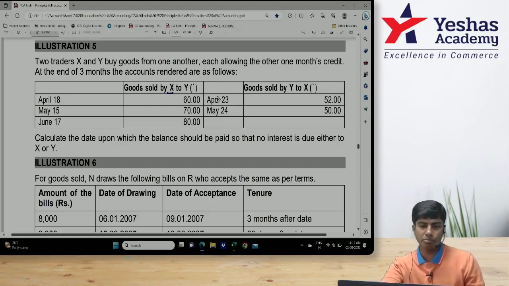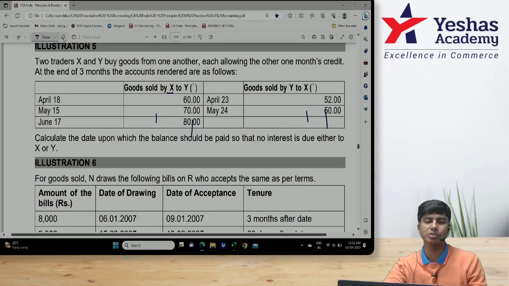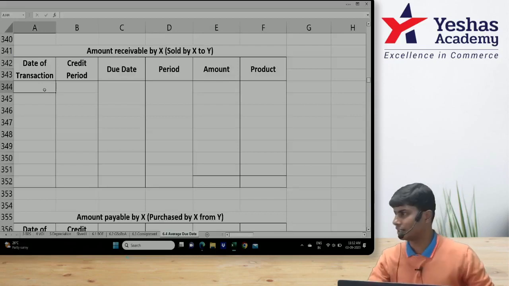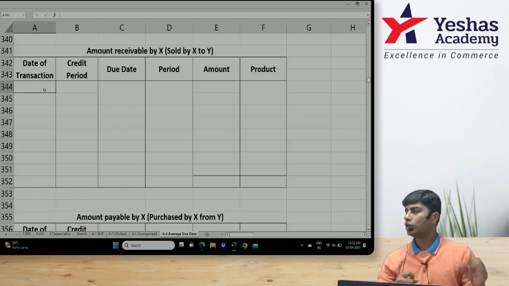Total product from here minus total product from here, divided by total amount here minus total amount here, and simply you will find the average rate. But you pick the common base date for both. If you pick another base date, then again you should find the average of those two average due dates. So the base date for both the tables will be common.